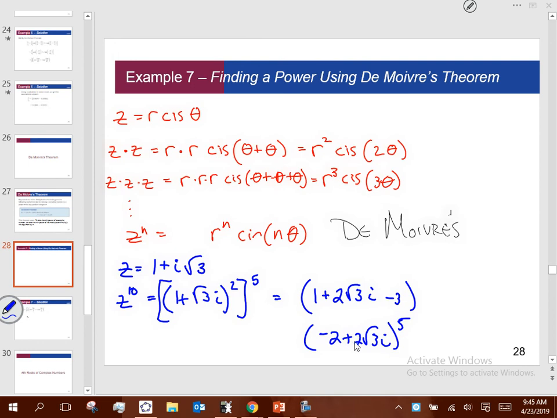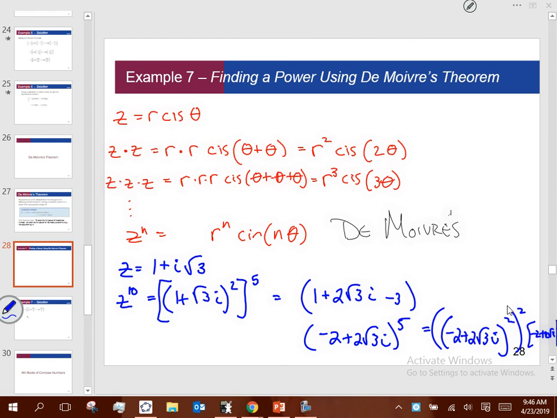And what I would have to do then is recognize that this is negative 2 plus 2 root 3i squared, multiplied by negative 2 plus 2 root 3i. And I have to FOIL all that stuff out, right? Now, writing the 5th power as something squared times that something is a convenient way of eliminating some of the FOILing.